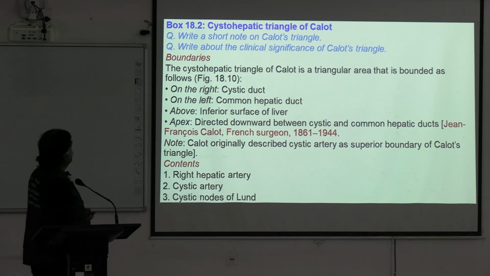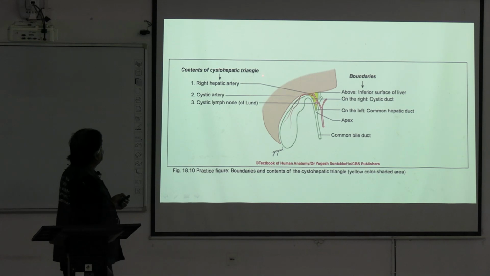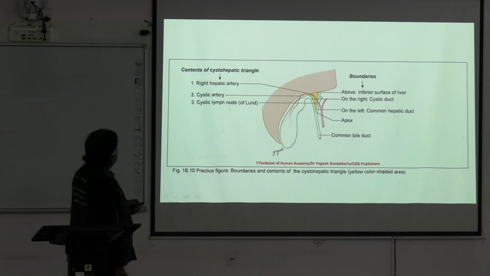Now, the French surgeon Calot originally described the cystic artery as the superior boundary of Calot's triangle. It contains the right hepatic artery and cystic node of Lund. Next. Now, you see the contents of the cystohepatic triangle: the right hepatic artery here, the cystic artery here, the cystic lymph node here. This is the triangle, the yellow triangle. Boundaries: above, the inferior surface of the liver; on the right, the cystic duct; on the left, the common hepatic duct; apex at the common bile duct.